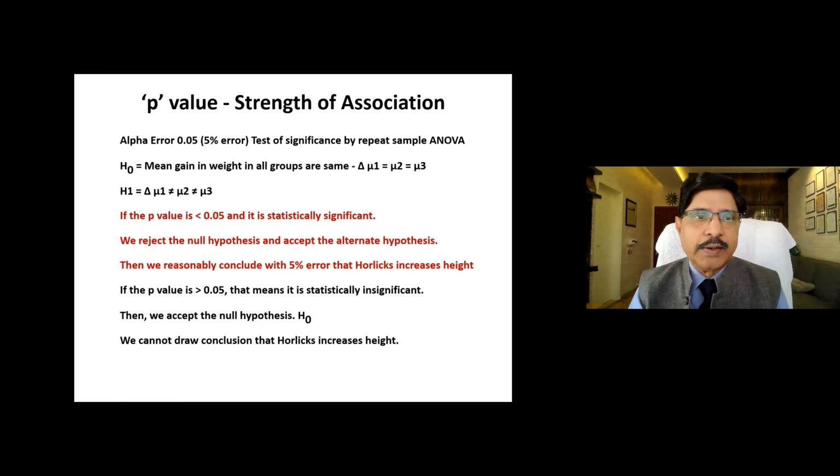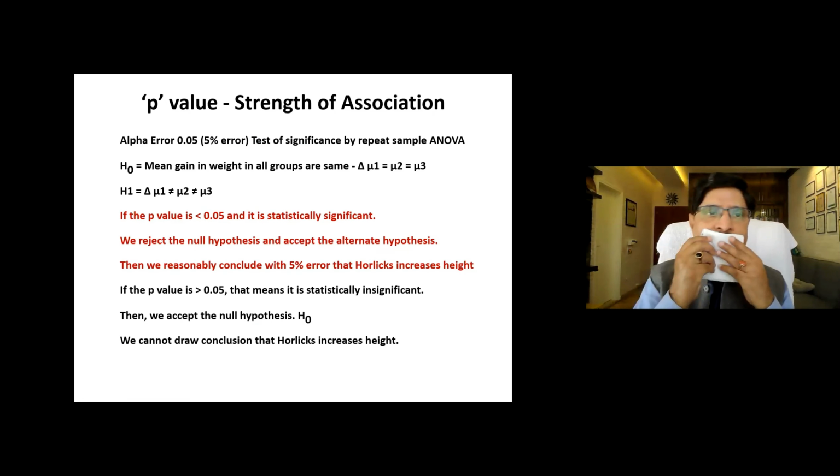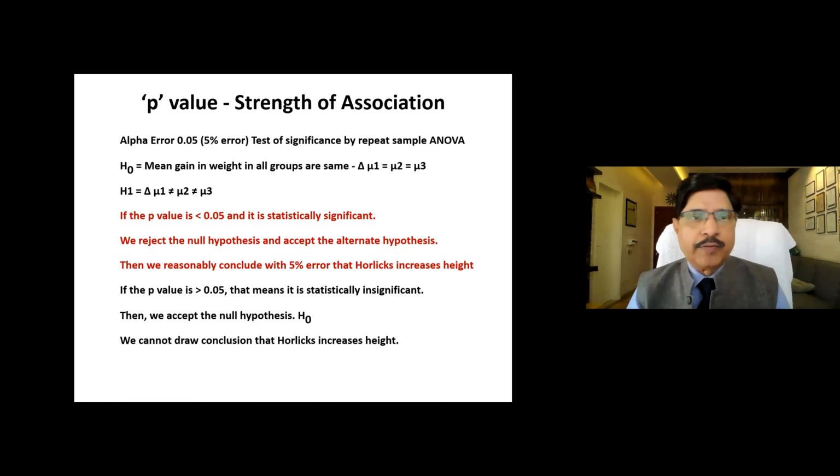So, the question of p-value. All of you should understand what is p-value, what is the strength of association. Alpha error traditionally 5%, 0.05. Test of significance is done by repeat ANOVA. Why did we do repeat? What are the groups we are having? We have to be very clear about the test of significance. What is the type of variable? Is it an ordinal variable, nominal variable, or a measurement in terms of numbers? It is a discrete variable. It is a quantitative variable.